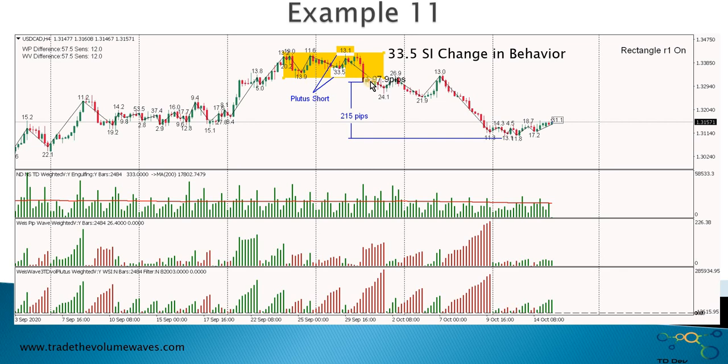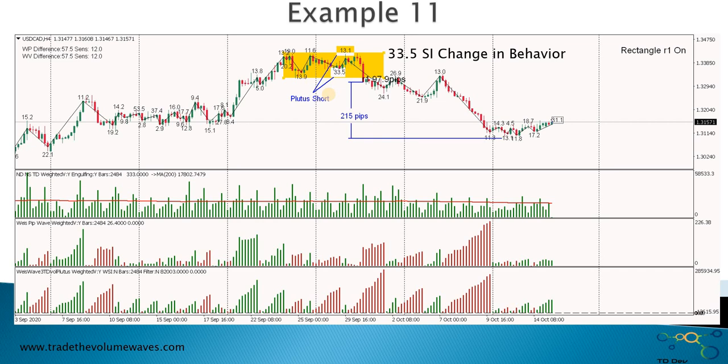And what do we see just before the exit? A Plutus short pattern. That's 33.5 with a 13.1. SI ratio more than 2. The result, 215 pips. So this is the story. It is very easy to identify both concepts, change in behavior and effort versus results.